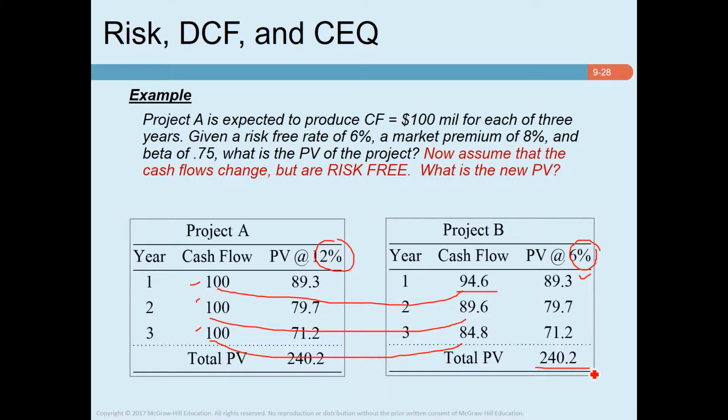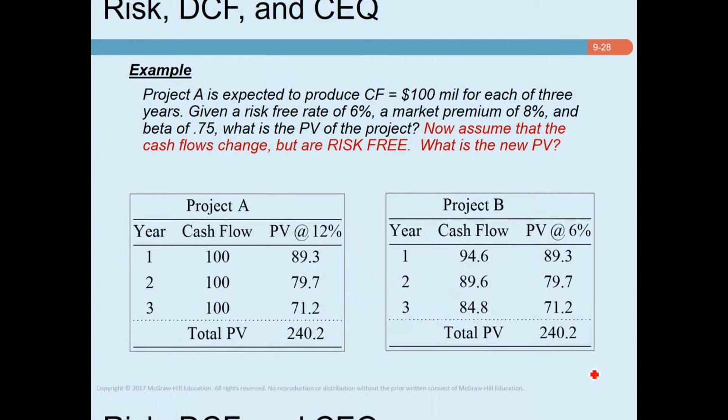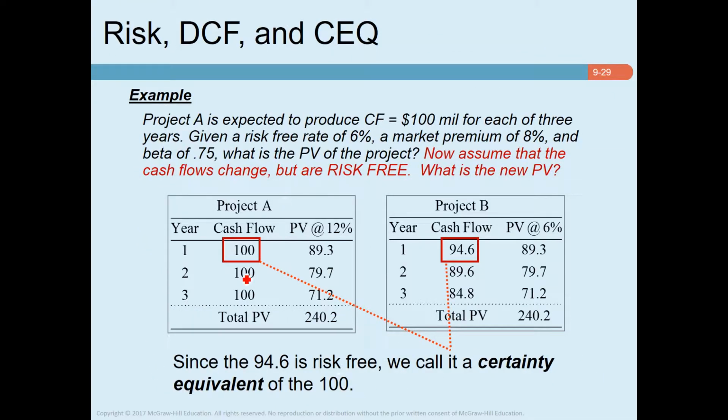So whichever approach you take, the present value remains the same, because in the first case your risky cash flows are discounted by a risk-adjusted discount rate, whereas in the second case your risky cash flows are first converted into certainty equivalents and then a risk-free discount rate is used. So the present values will be the same. Now you can see that $100 is converted into 94.6, and since this is risk-free, this is called the certainty equivalent cash flow of $100.